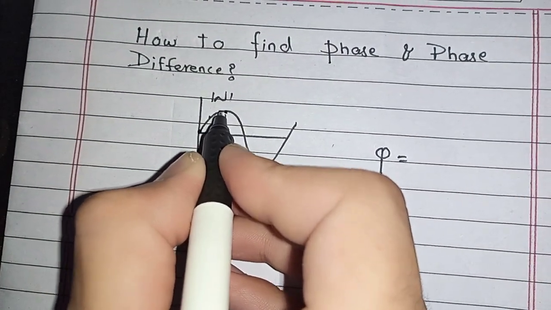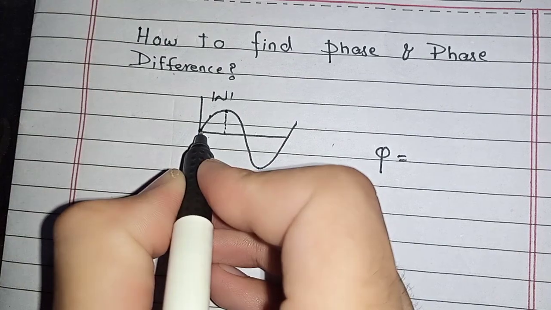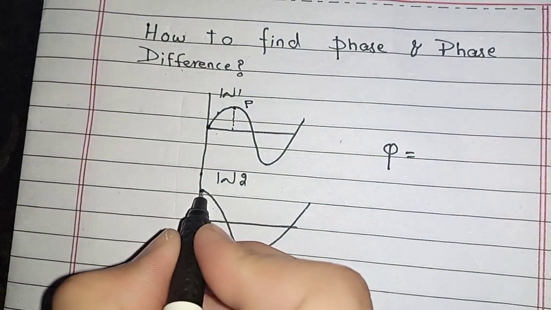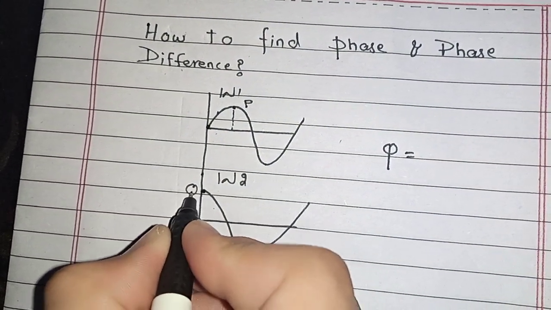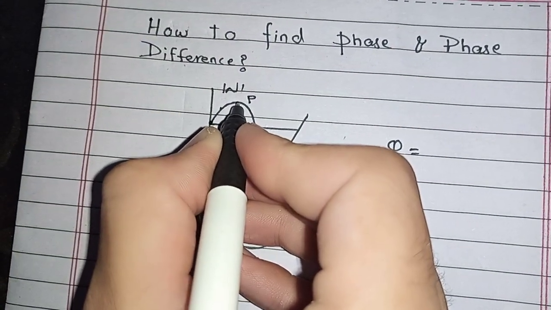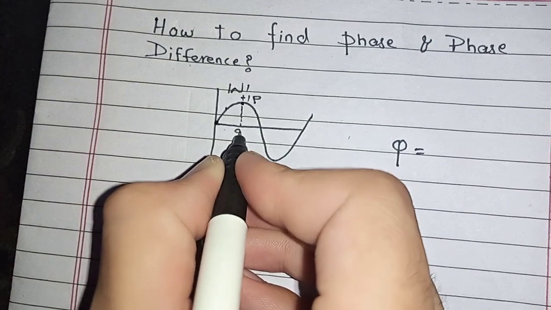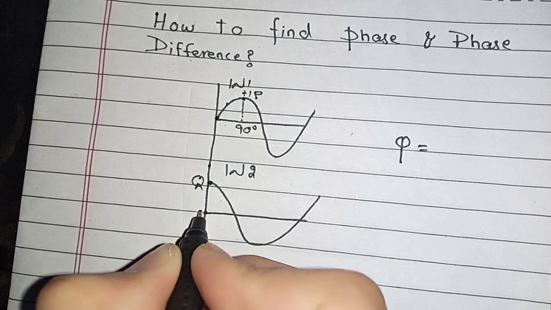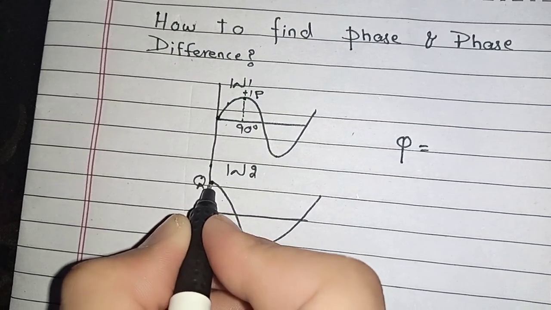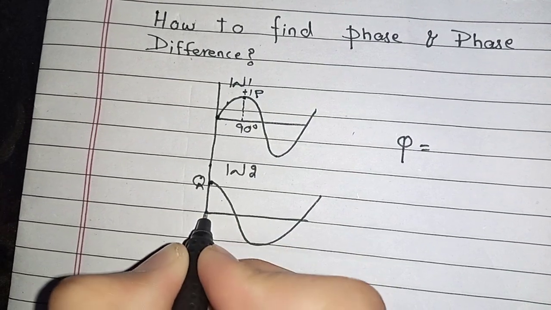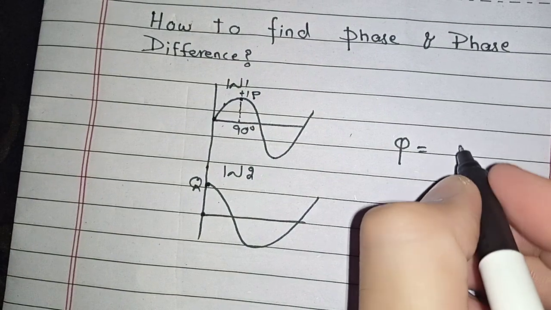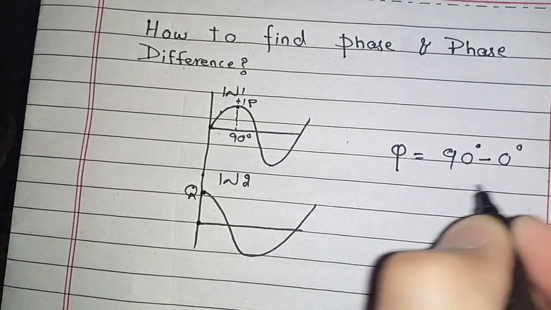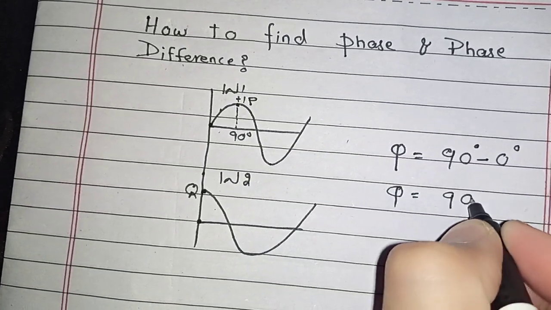By choosing the first increasing point on both the waves, the first peak of the sine wave is point P, and the first peak of the cos wave is point Q. The value of plus sine wave is plus 1 at an angle of 90 degrees, but the first peak, or first plus 1, of the cos wave is at 0 degrees. So the phase difference is 90 degrees minus 0 degrees. So the phase difference becomes 90 degrees.